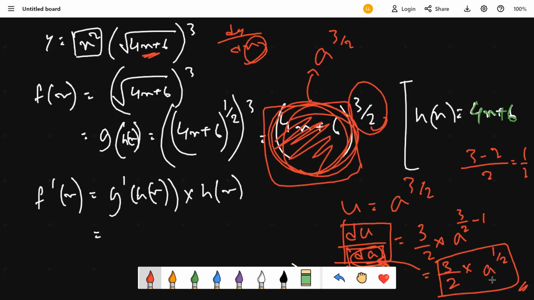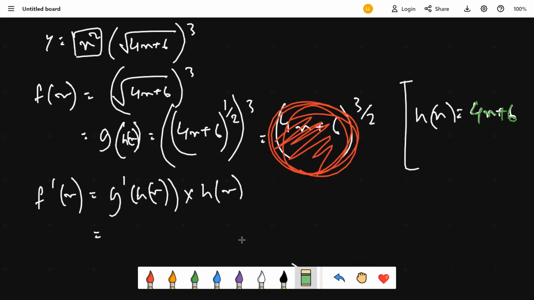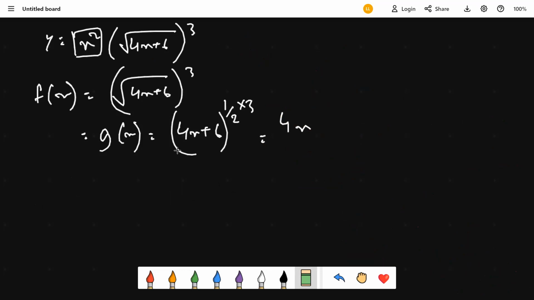Like the simple g prime. And now our task is to replace this a with its actual expression. Its actual expression was h of x, and h of x is represented by 4x plus 6. So let's write it over here. Let's make things a bit simpler, because it does seem complex when a lot of mess is around. A simpler way to write this is, let's say, this was 4x plus 6 to the power 3 by 2.